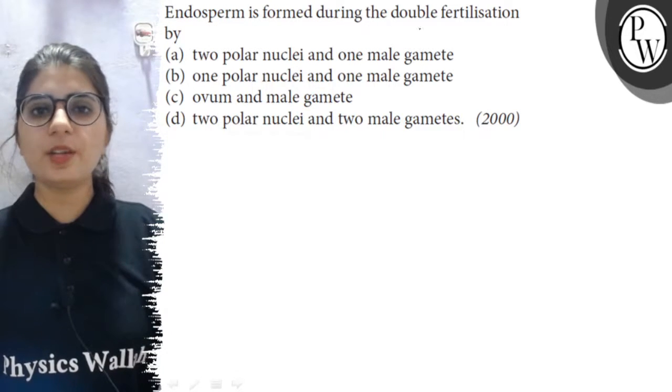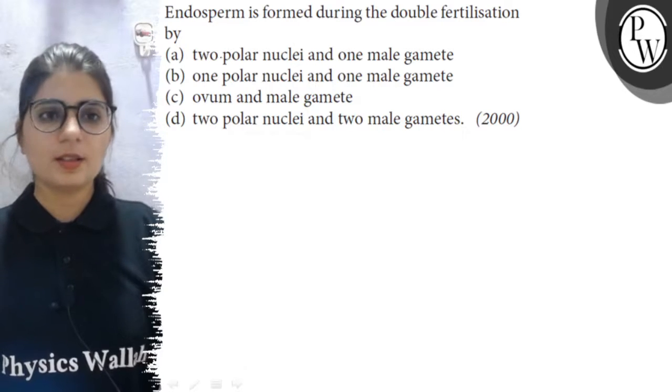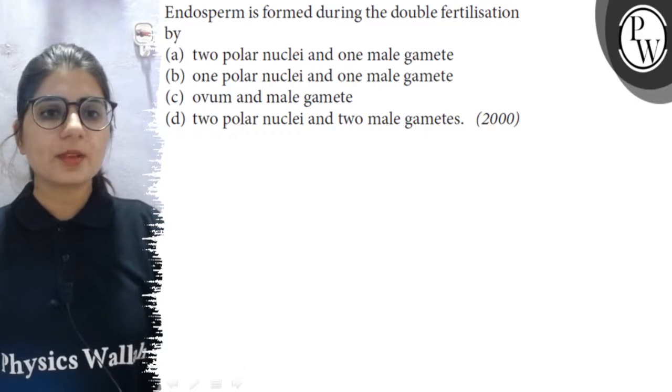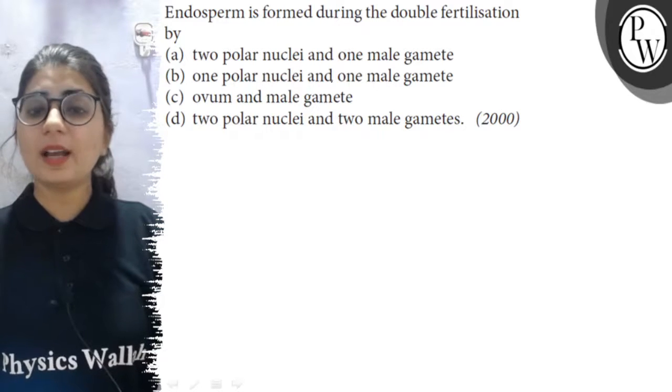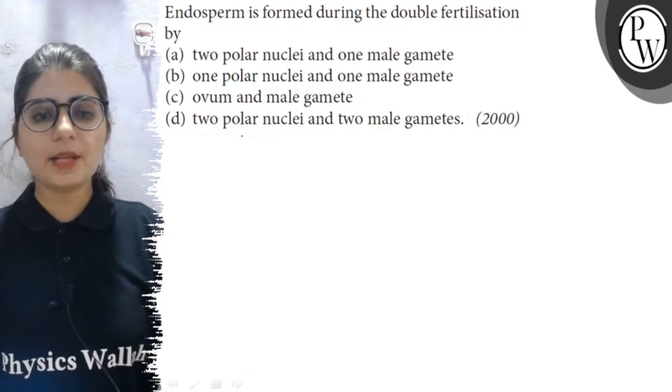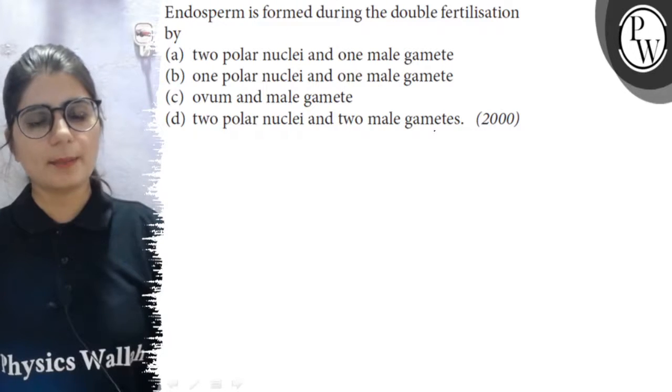Endosperm is formed during the double fertilization by option A, two polar nuclei and one male gamete. Second option is one polar nucleus and one male gamete. Third option is ovum and male gamete. And option fourth is two polar nuclei and two male gametes.